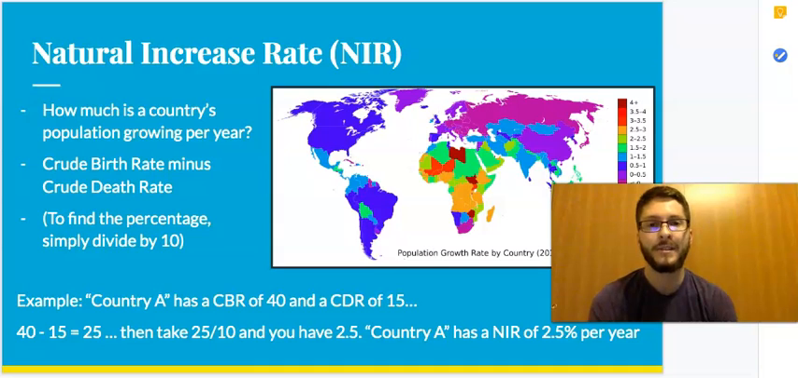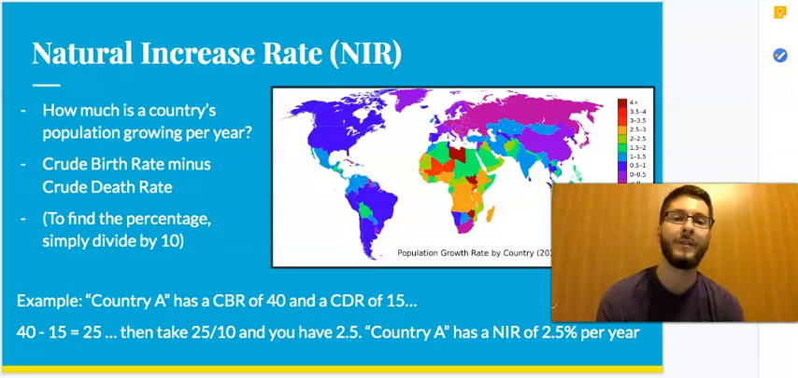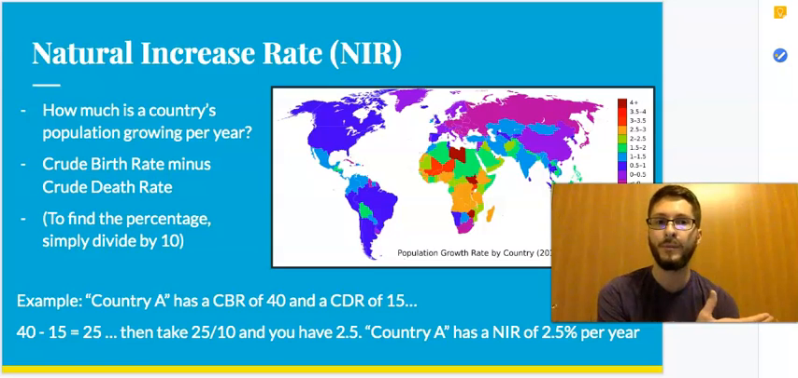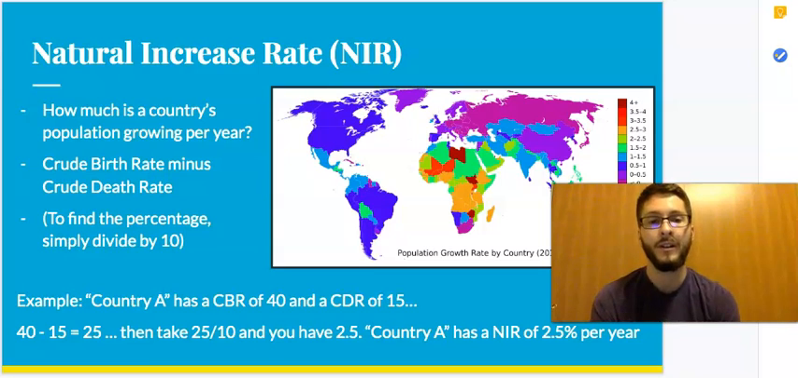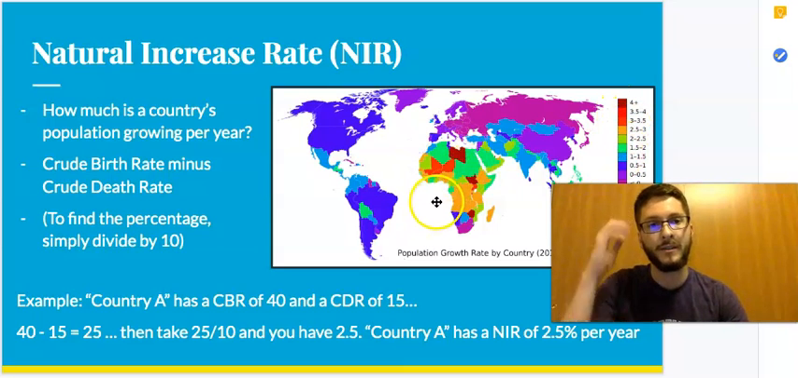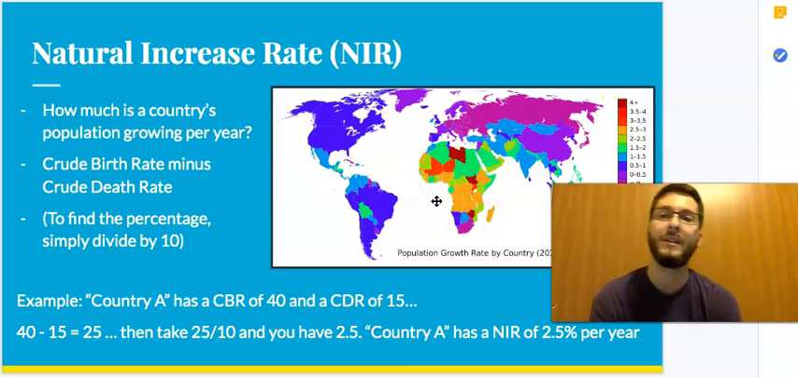As an example, it says if country A has a CBR of 40 and a crude death rate of 15, you just take 40 births minus 15 deaths, which is 25, move the decimal over, 2.5. A 2.5% increase rate per year would be really high, actually. You notice on this map that the orange range is 2.5. Anything that's darker red is looking at a 3 to 4% increase per year to the population.